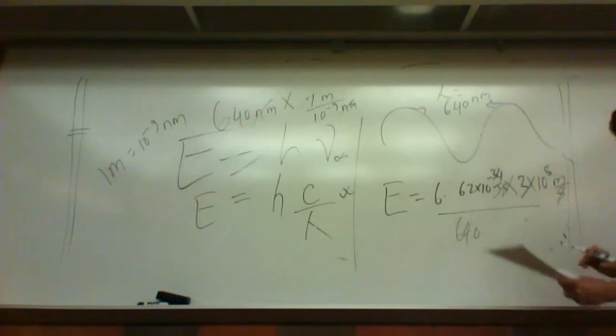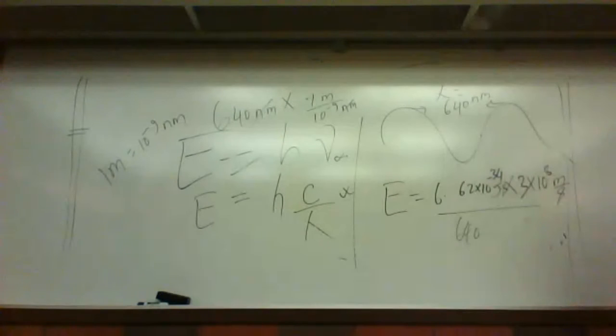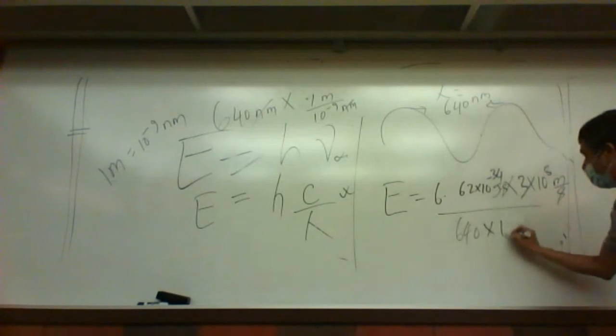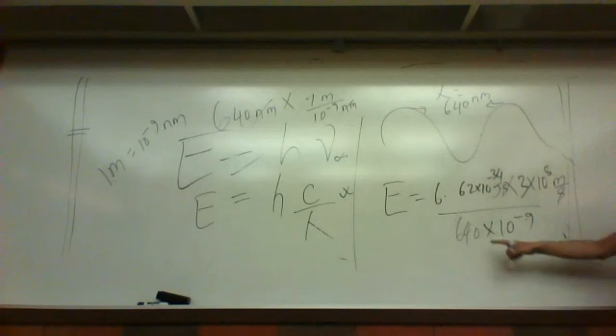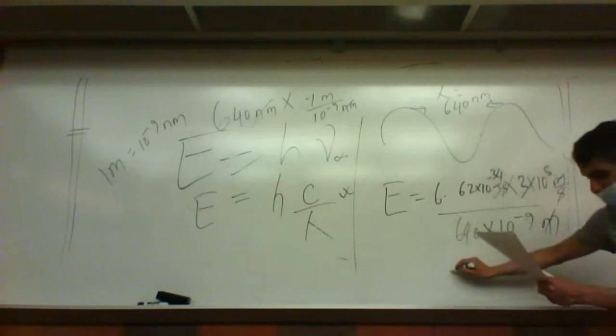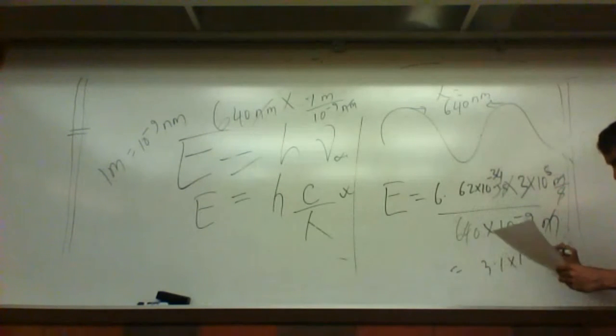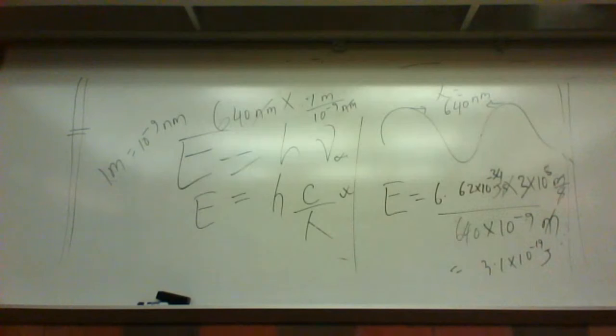I think I might have made a mistake here. 640 times 10 to the power minus 9. That's right, 640 times 10 to the power minus 9. Why didn't it work? It should look like this: 600 nanometer is equal to 640 times 10 to the power minus 9 meter. So the meter cancels, and when you calculate everything, you get 3.1 times 10 to the power minus 19 joule. So it looks like this, yeah?